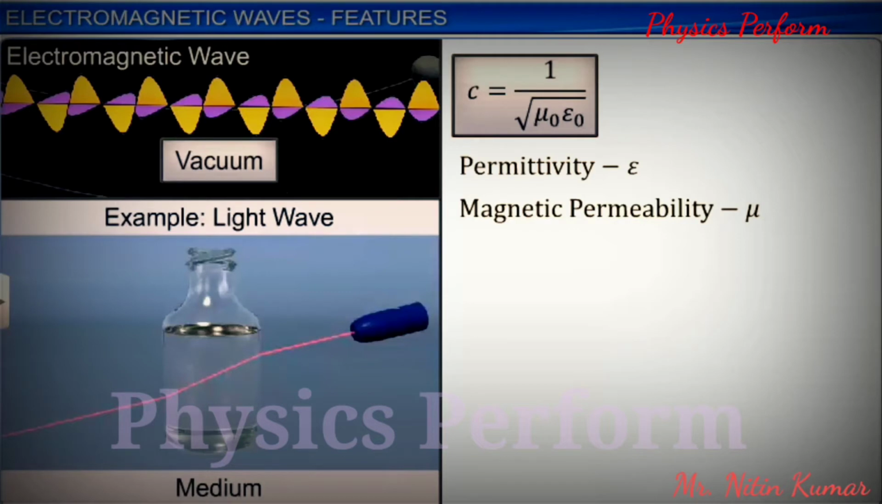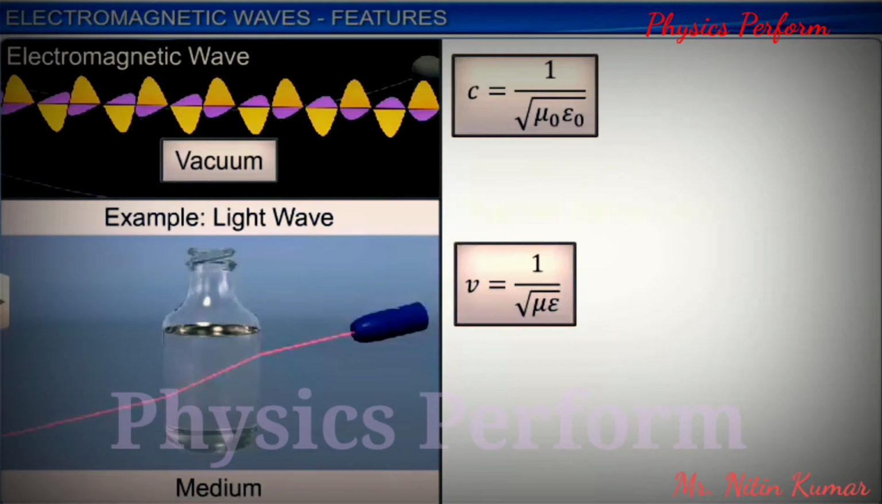Hence, the velocity of an electromagnetic wave in a medium is written as v equal to 1 by square root of mu epsilon. By this expression, we can conclude that the velocity of electromagnetic waves in a medium depends on the electric and magnetic properties of the medium.